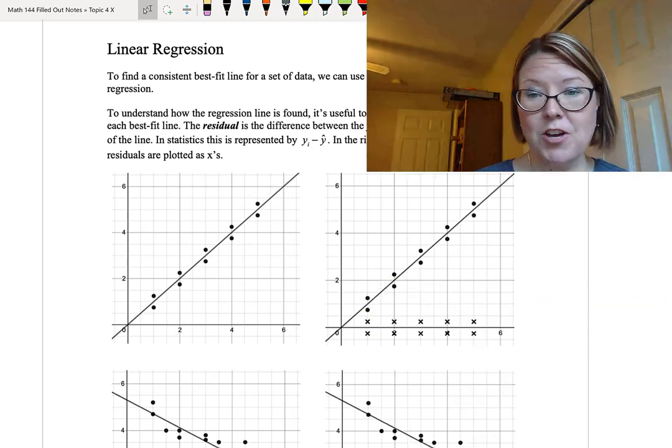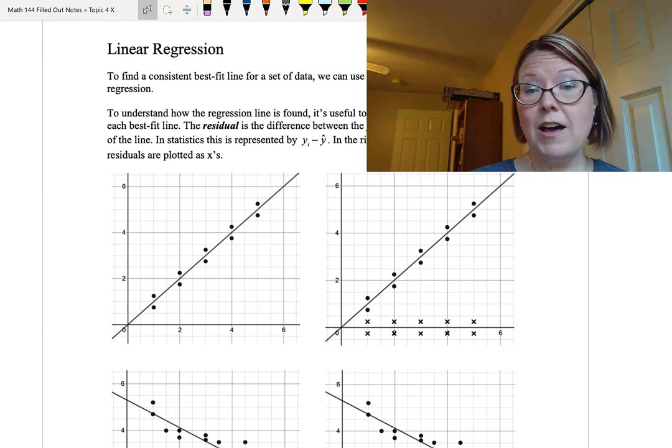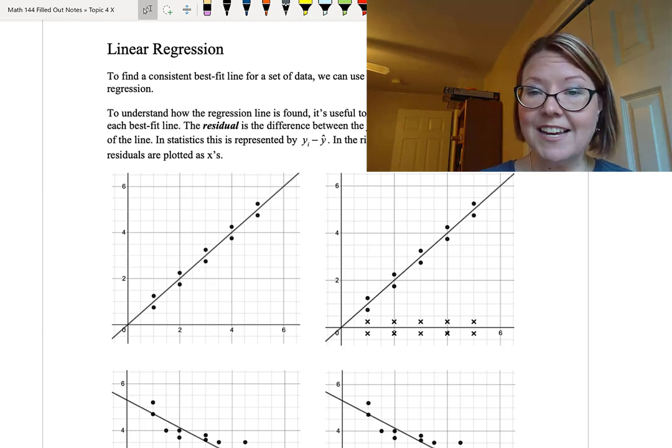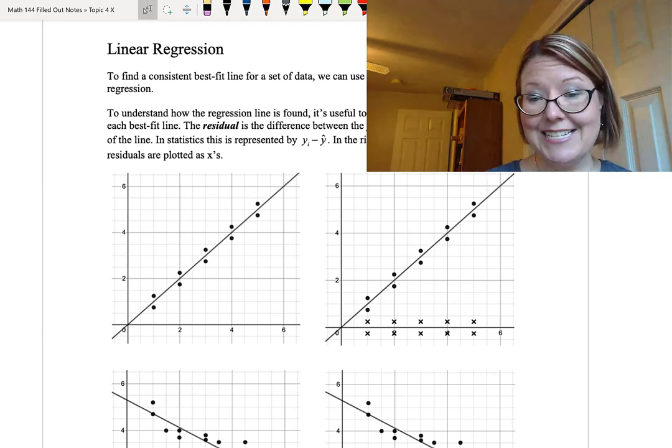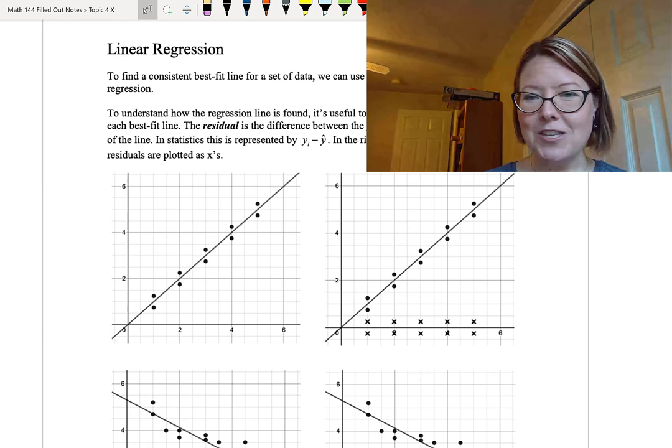In the graphs below, we have two plots. The first plot is the scatter plot with the best fit line, and then the second plot, the right-hand plot, is that same graph with the residuals plotted as x's. The residuals all fall close to the x-axis.